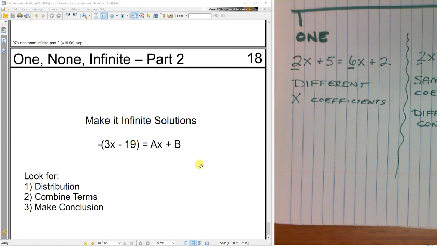Make it infinite solutions. Negative 3x plus 19 equals blank x plus blank. Infinite solutions means that they're identical, so negative 3 and a 19. Infinite solutions.